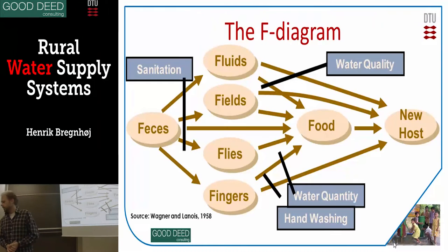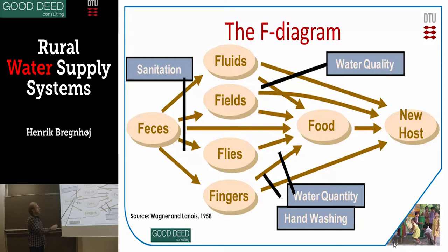That's great. If we look back at the F diagram that also has been shown when we talked about health and sanitation, this is showing how especially diarrhea is spreading from feces to other people. You can see it goes through the water, through the fields, through the flies, with the fingers, and so on. And there are certain ways to break this, as we have seen before. Sanitation can break some. Water quality can break some lines. Water quantity, hand washing can break some lines here.